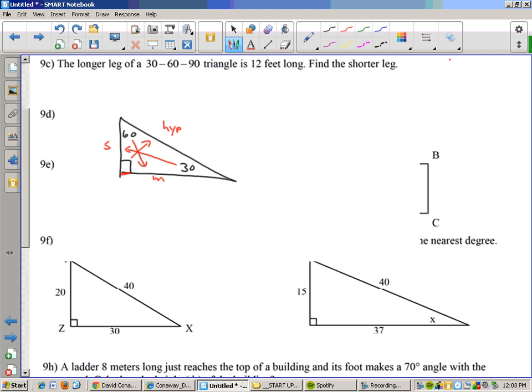Out of the legs, being that this is a right triangle, it has two legs and a hypotenuse. Which is the longer leg? Short or medium? Yeah, medium is going to be the longer. Okay. So if the longer leg, which is the medium one here, is 12 feet long, so I'm going to say this is 12 feet from tip to tail, find the shorter leg.